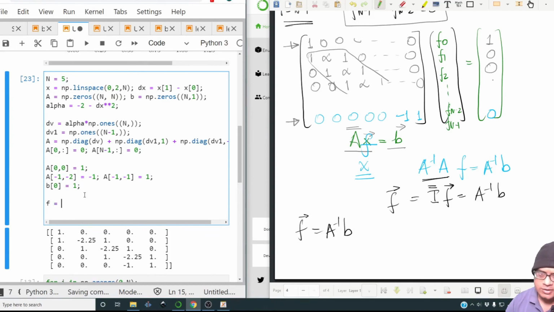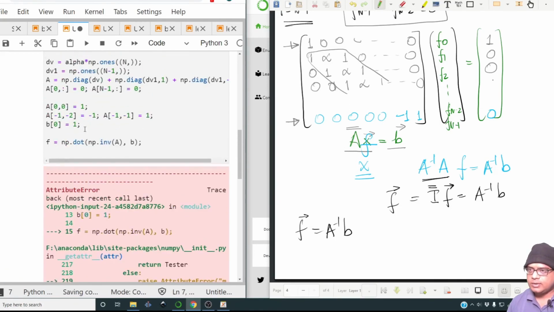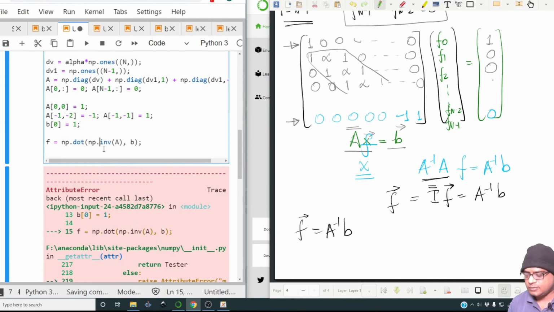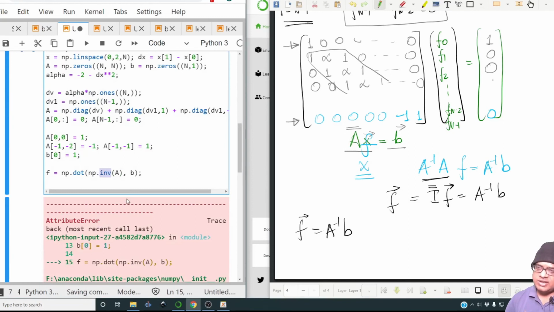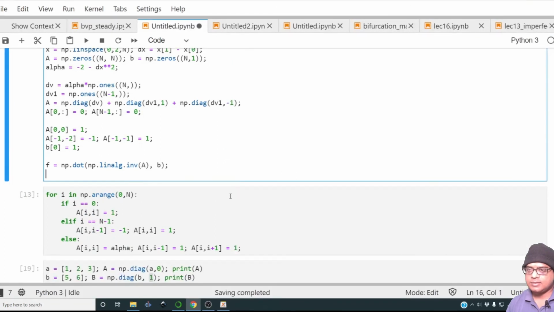So F is going to be np.inv of A, and now we have to do a matrix multiplication. So np.dot of A and B. There appears to be an error. So the function inv actually lies inside the linalg submodule. Yeah. So now that we've done this, we can plot it.